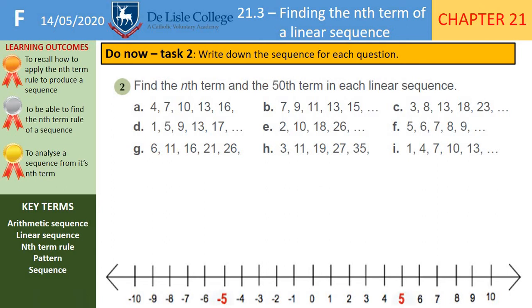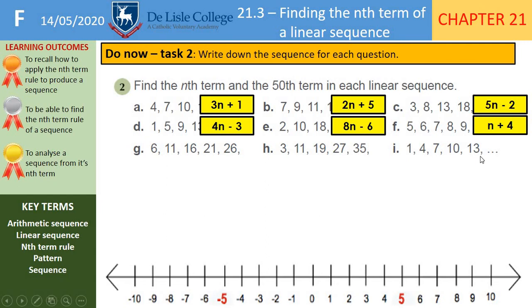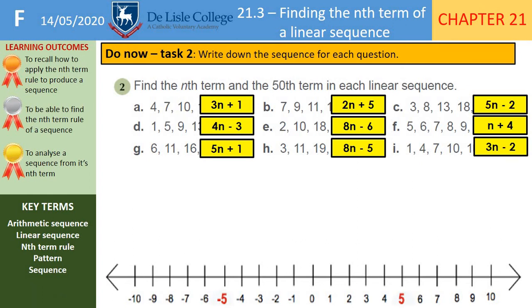Right, good. We should be able to find the nth term rules because we've done lots of practice. So the first one is 3n plus 1, 2n plus 5, 5n subtract 2, 4n subtract 3, 8n subtract 6, n plus 4. You might have put 1n, don't worry, but remember you don't need to put the 1 because n on its own tells us it's 1. 5n plus 1, 8n subtract 5 and 3n subtract 2.